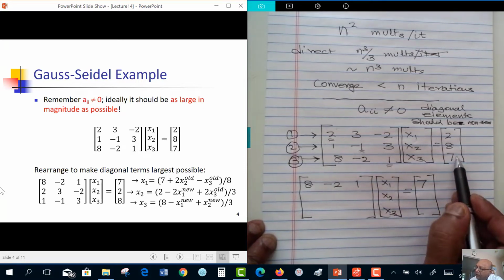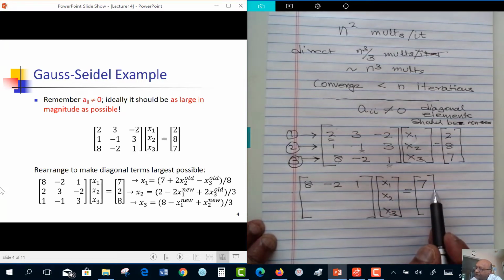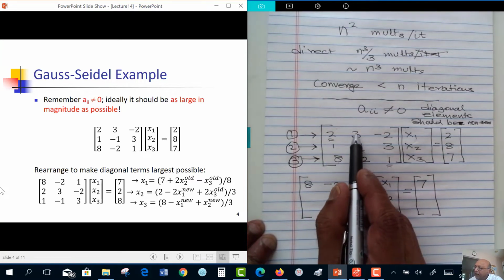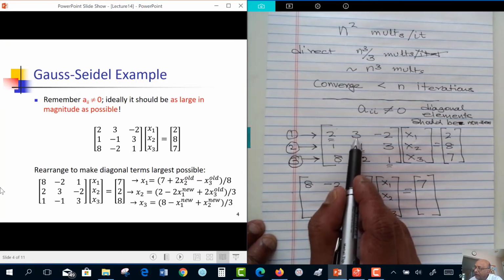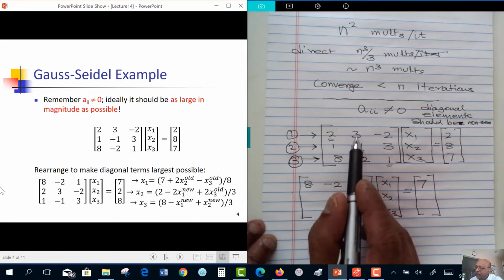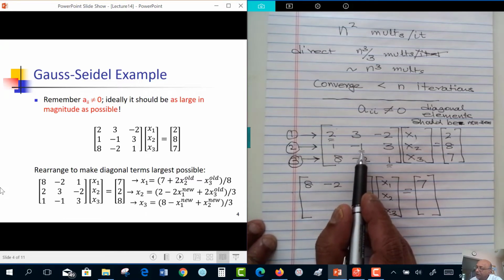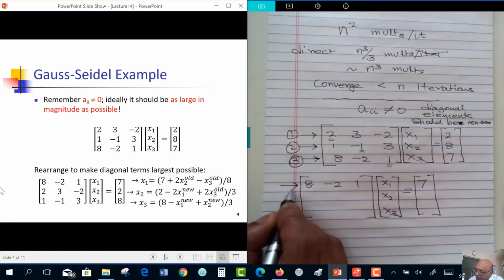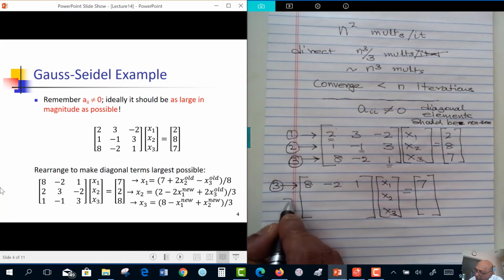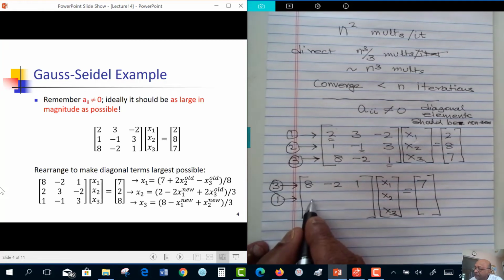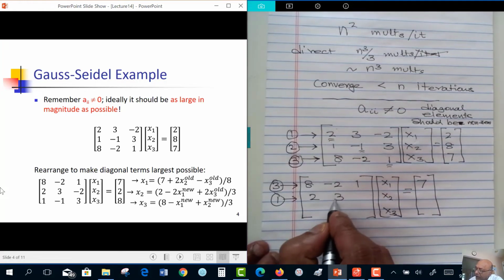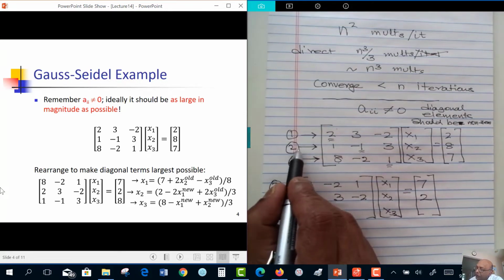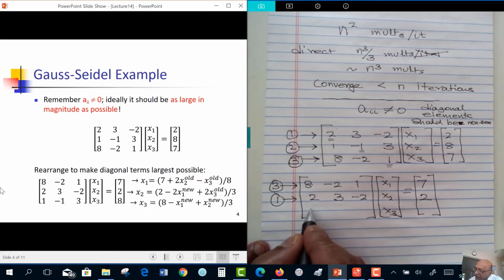So we have taken the third equation, written as the first equation. Now we want in the second place the largest magnitude. If we look here, we know that the first one is larger than this one, so we are going to write the second equation, first equation. This was the third equation. Then we write our first equation as second, so we write 2, 3, -2, 2. And then of course the only equation that remains is the second one.